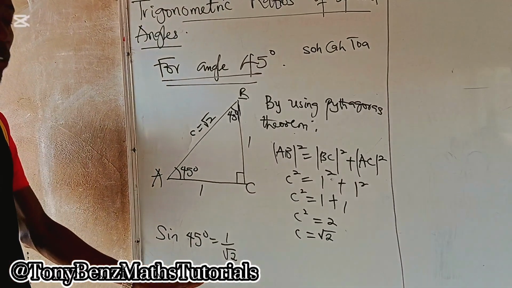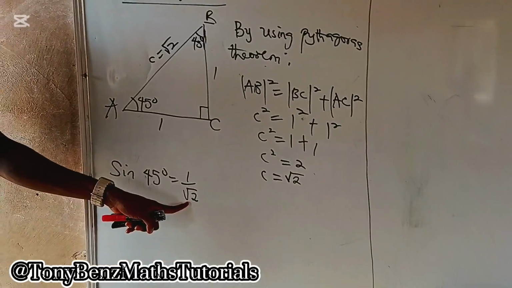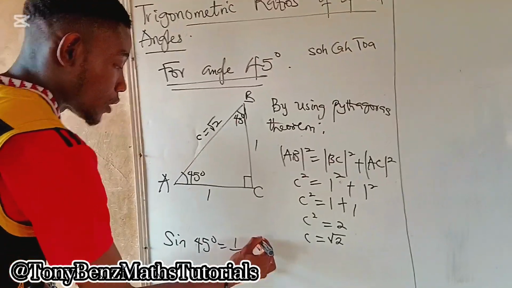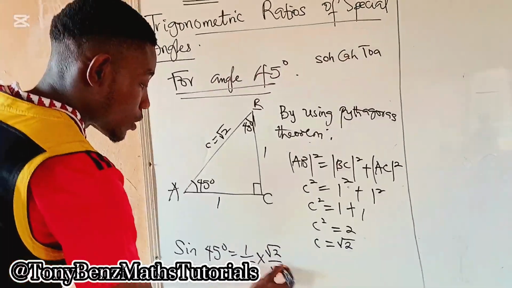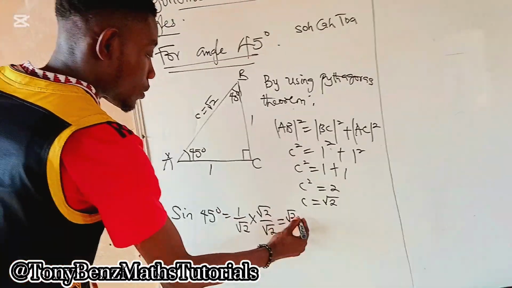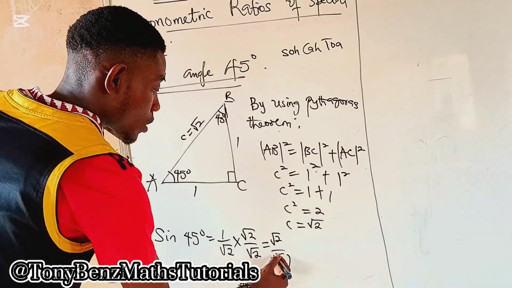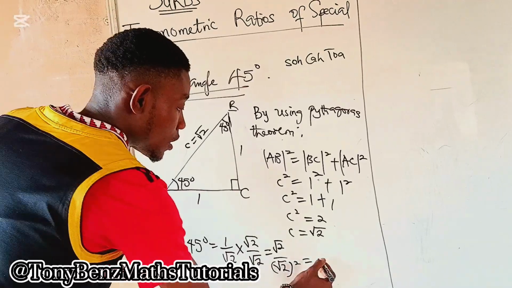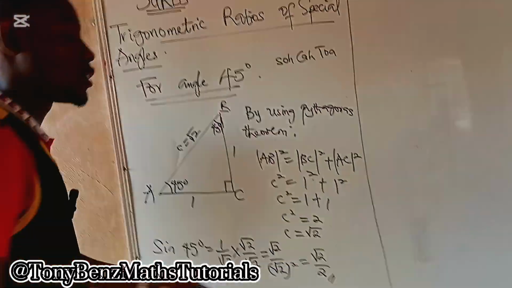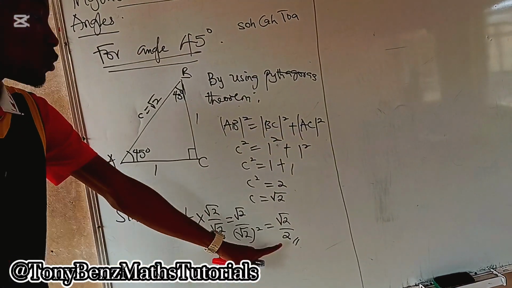But mind you, I told us that we don't leave our answer with a square root in the denominator. What are we going to do? We rationalize the denominator. Multiply all through by square root of 2 over square root of 2. That is the same thing as 1 times square root of 2 over square root of 2 times square root of 2, or square root of 2 all squared. And that is the same thing as square root of 2 over 2. If you check your calculator, sine 45 degrees is square root of 2 over 2.